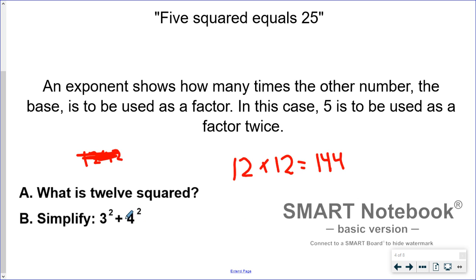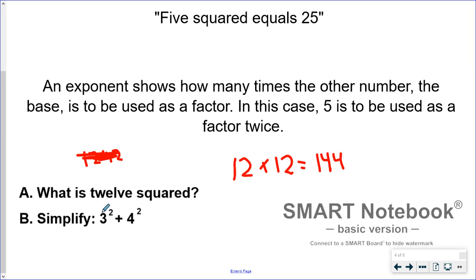Then you might see problems like this. As a matter of fact, I know you will see problems like this today where they want you to simplify this. And anytime they say the word simplify, that just means find the answer. We want to get it down to one type of numeral answer. So this here I have 3 squared, and then I'm going to add onto that 4 squared. Well, some people might be tempted to take 3 plus 4 first and then square it afterwards.